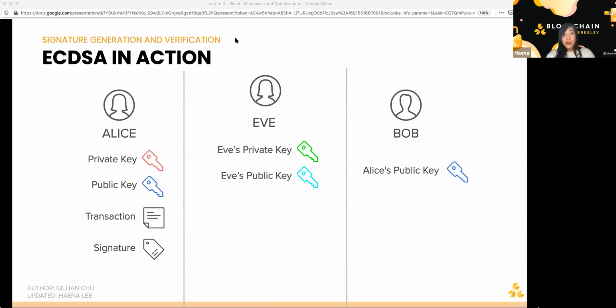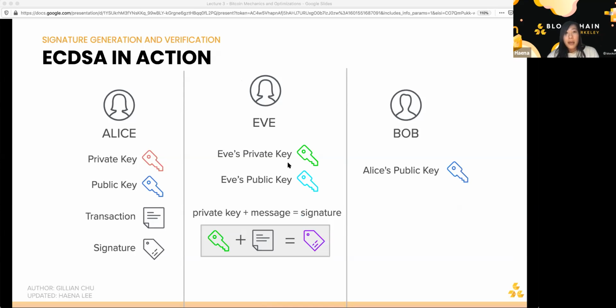Okay, so now let's say that we have a malicious third party named Eve, and Eve wants to tamper with Alice's transaction for whatever reason. So Eve also has her own private-public key pair. Her private key is denoted by the green key up on the slide, and her public key is denoted by the cyan key. Okay, so let's say that somehow Eve was able to get her hands on the original transaction that Alice made, but Bob hasn't gotten it yet.